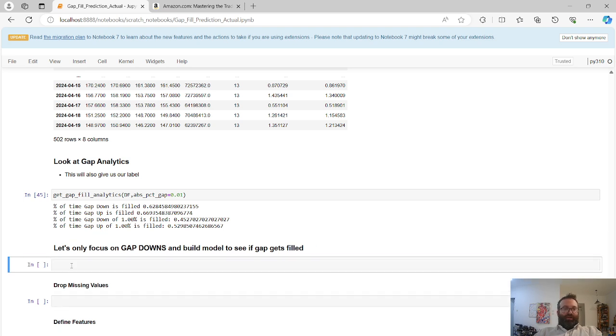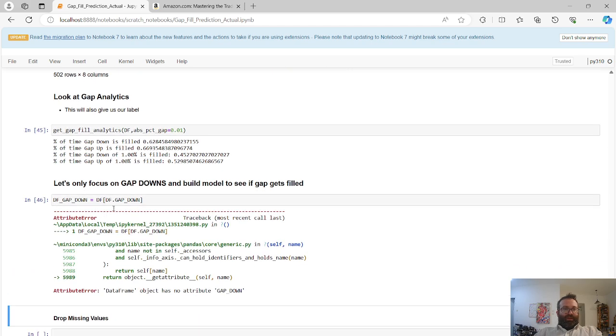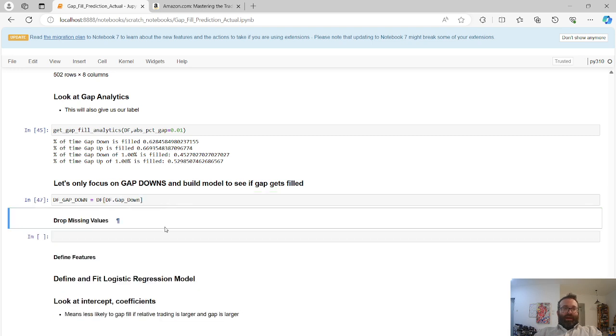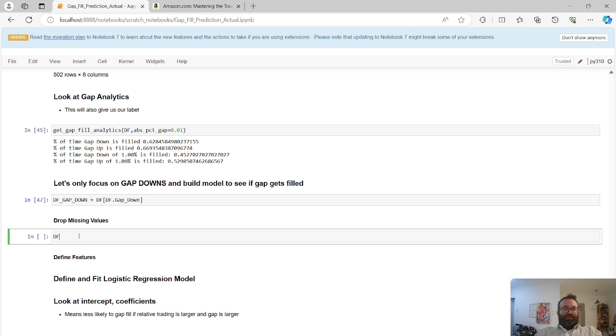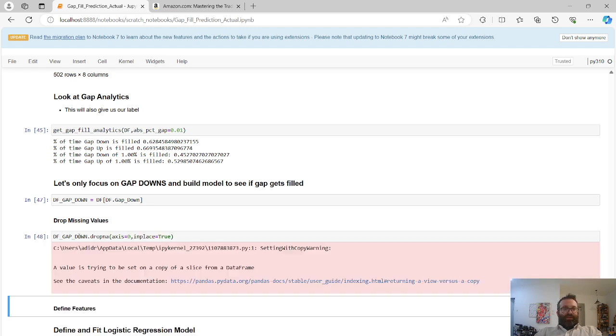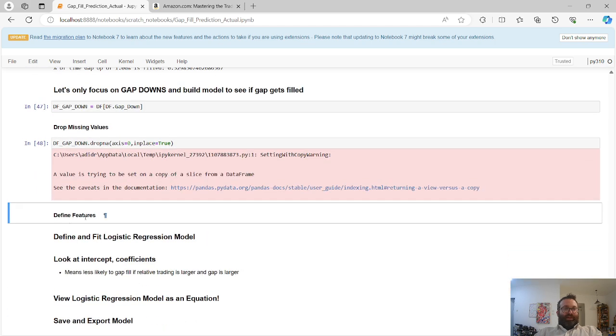So gap down only, we'll call it df gap down. Gap down equals df dot gap down. What did I get wrong? Oh, sorry, it's called gap down. And then let's drop the missing values, those 14 values. Gap down dot drop NA, axis equals 0, in place equals true. Okay, so now let's define features.